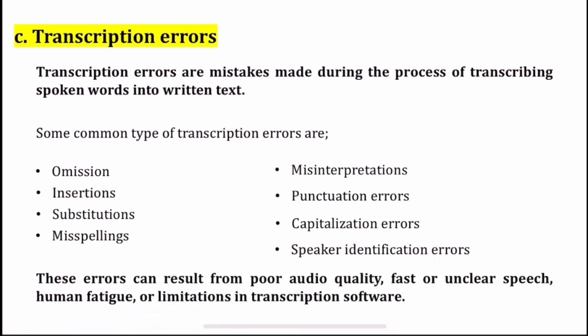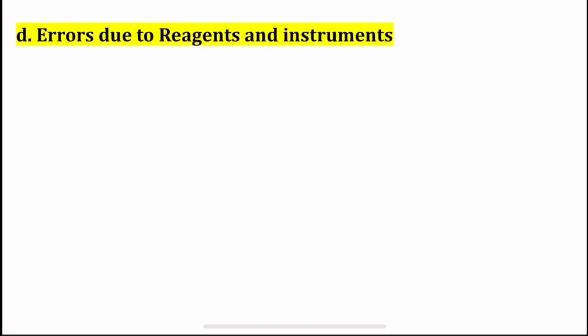The most common reasons for transcription errors are poor audio quality, fast or unclear speech, human fatigue, or limitations in transcription software. Next type of systematic errors are due to reagents and instruments. Reagents and instrument errors are critical issues in various scientific and industrial processes, especially in laboratories. These errors can affect the accuracy, reliability, and validity of experimental results. Understanding these errors and how to mitigate them is essential for ensuring high quality outcomes.